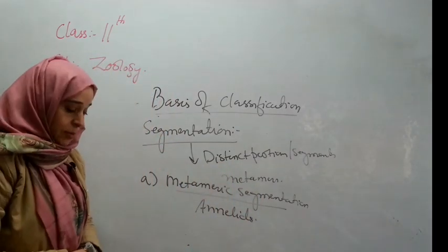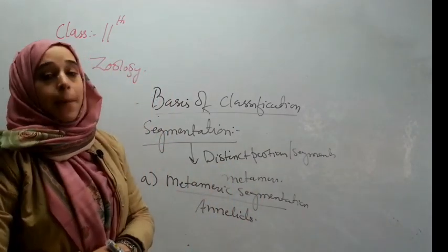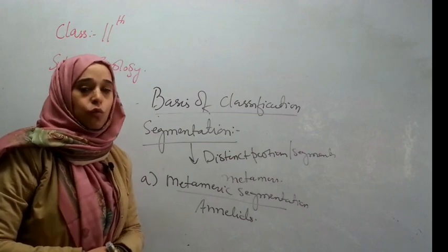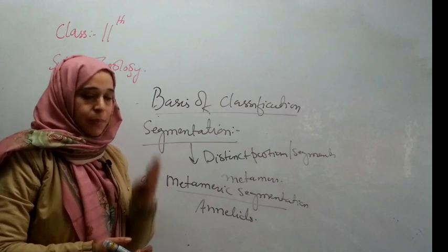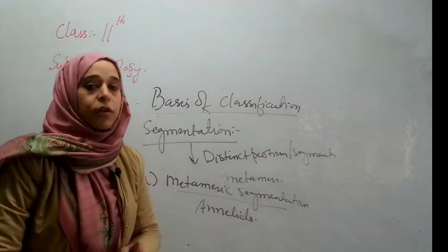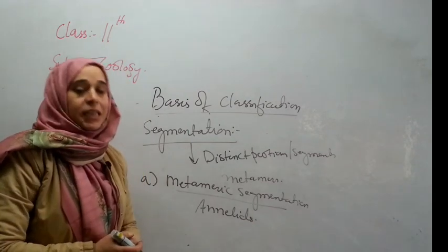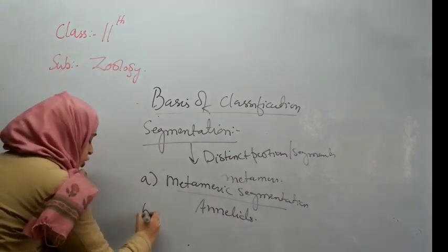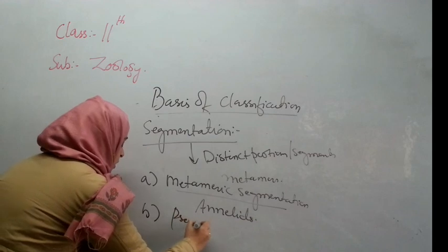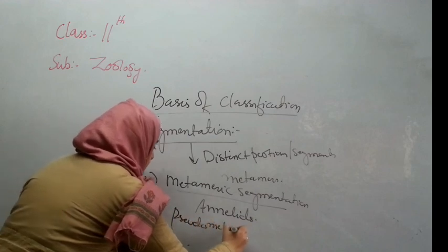And there are certain animals which have segments, but those segments are only external, and the internal ones are absent. The important thing is that those segments do not have an embryonic origin, as we can see in the case of tapeworms. And that type of segmentation is known as pseudo-metameric segmentation.